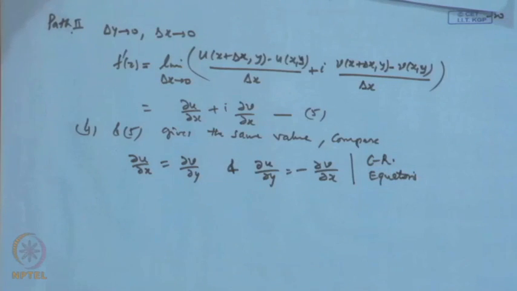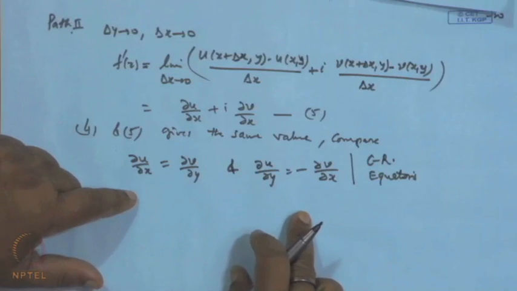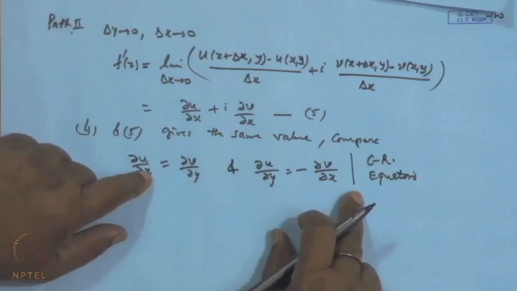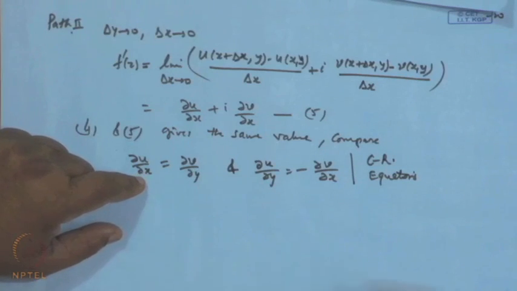So, if the function is differentiable at the point, then at that particular point the CR equations must be satisfied. Similarly, if the function is analytic at the point z naught, then the CR equations must be satisfied at this point. So, these are the necessary conditions which we see.